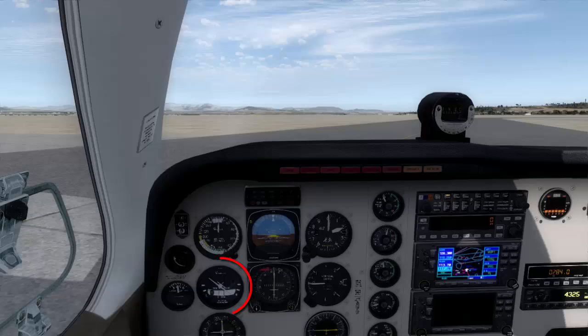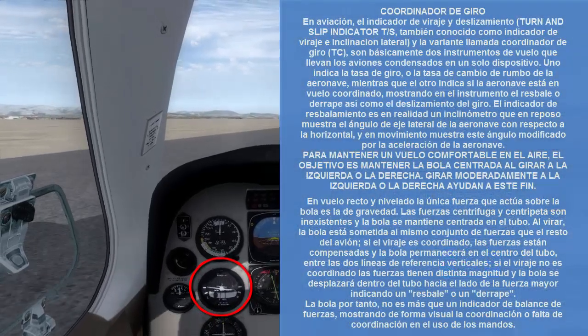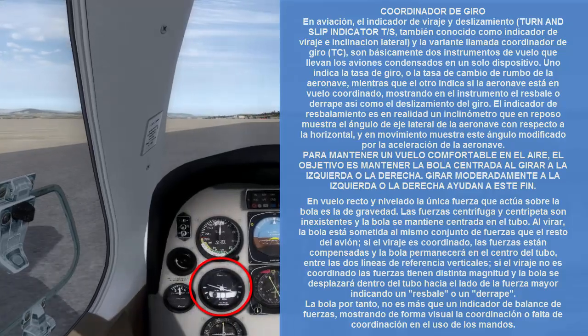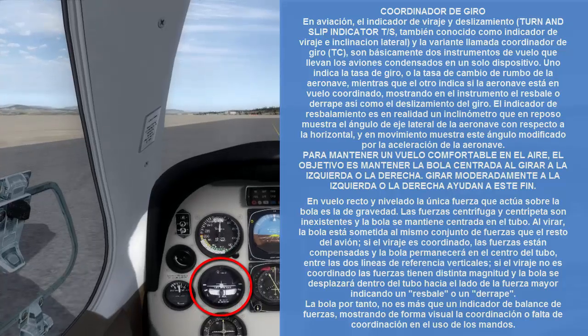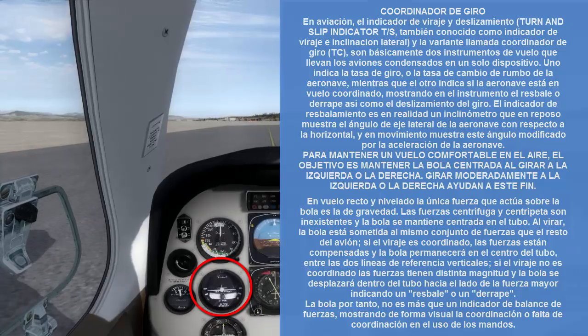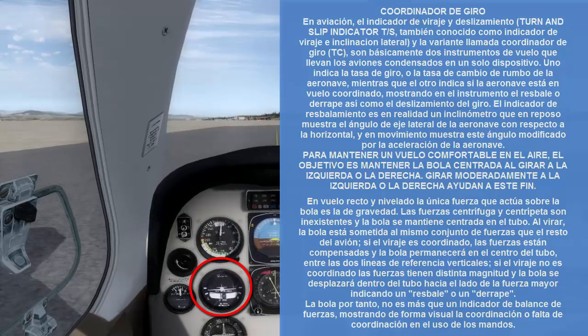I also want to show you here the turn coordinator. The turn coordinator is a very simple instrument, very easy to understand. I'm giving you all the technical explanation in both languages, Spanish and English. You can read both, and if you are bored reading in English, you can switch to Spanish if you prefer.